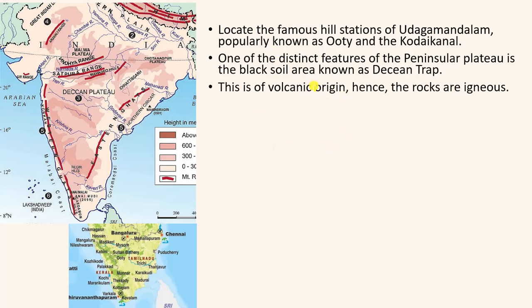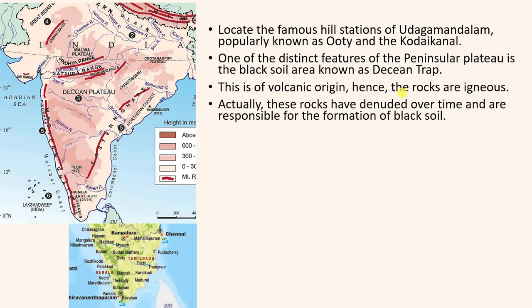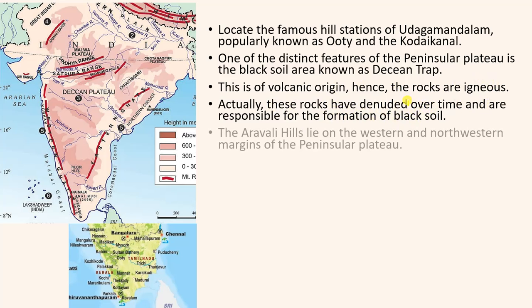Volcanic origin means that the rock is igneous rock, formed due to volcanic eruption. Actually, these rocks have denuded over time and are responsible for the formation of black soil. So with the passage of time, that igneous rock has been decomposed by the weathering agents and now has been converted into black soil.